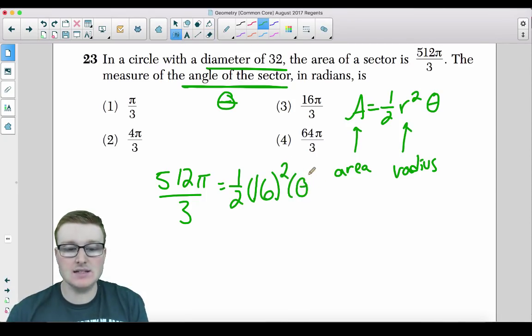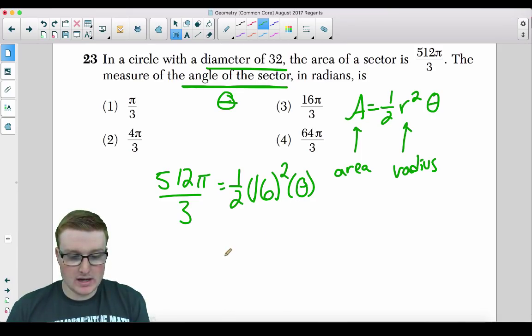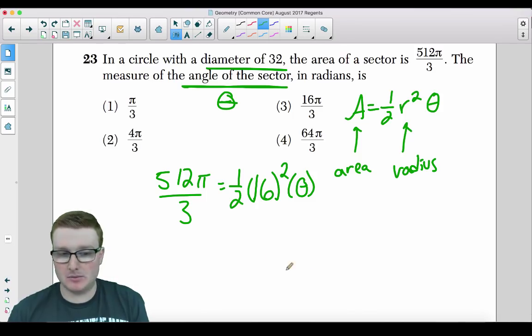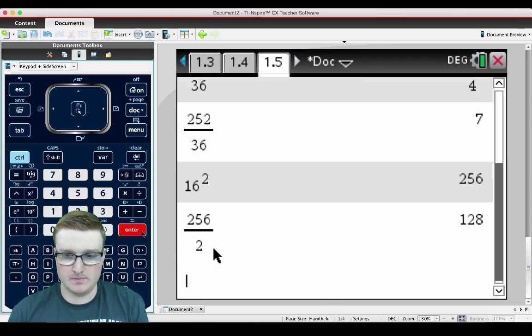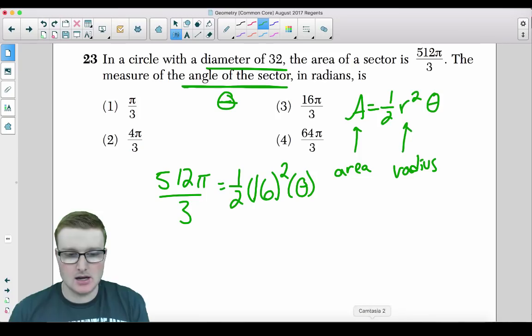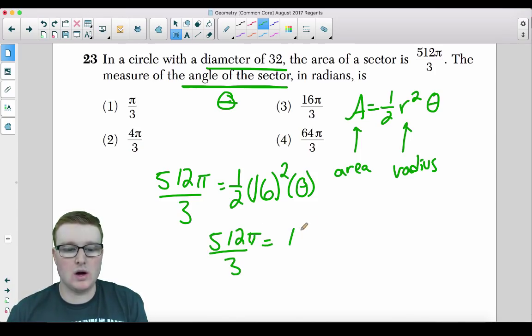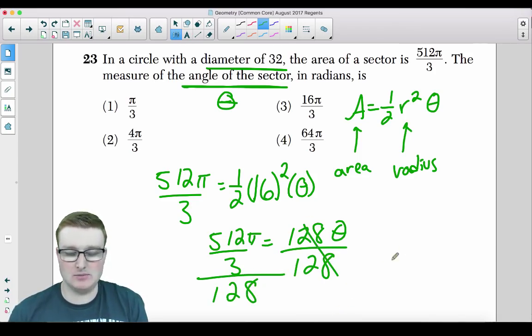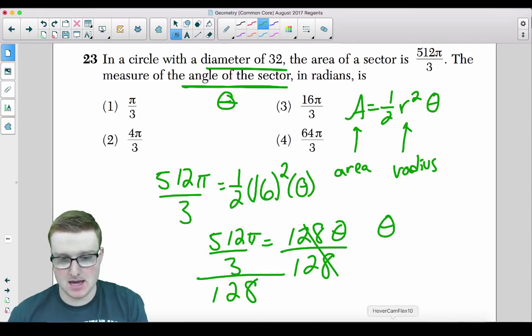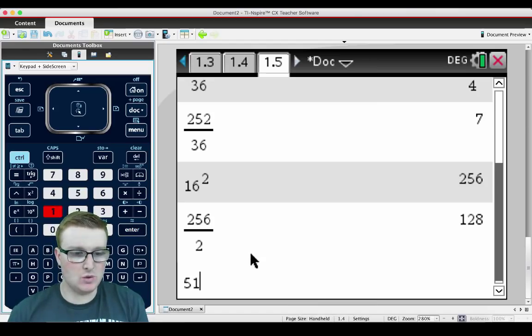Square it times theta. So when we simplify this, what do we get? 16 squared, and divide that by 2. We get 128. So this gives us 512 pi over 3 equals 128 theta. Divide by 128 on both sides. This is going to be a pretty messy fraction, but we could deal with it in our calculator. It doesn't matter to me. So we take 512.